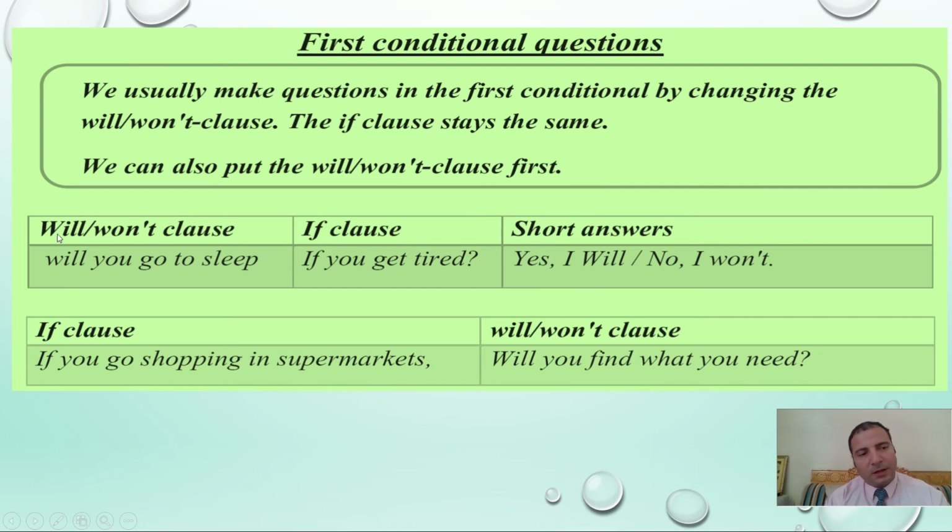For example, if I start the sentence with the will clause, will you go to sleep if you get tired? The short answer is yes, I will, or no, I won't. And if I start the sentence with the if clause, if you go shopping in the supermarkets, will you find what you need? So I don't change the if clause.